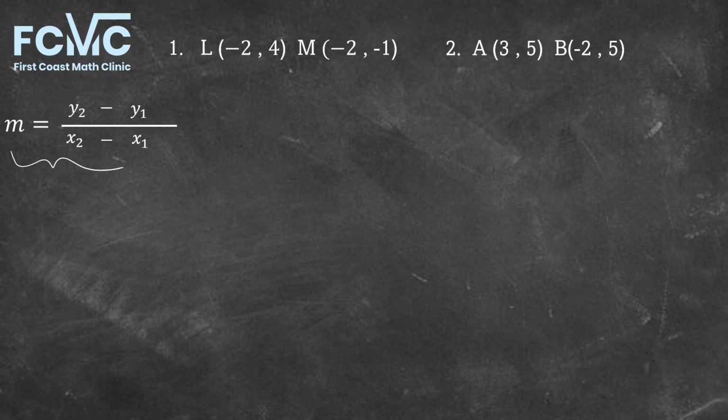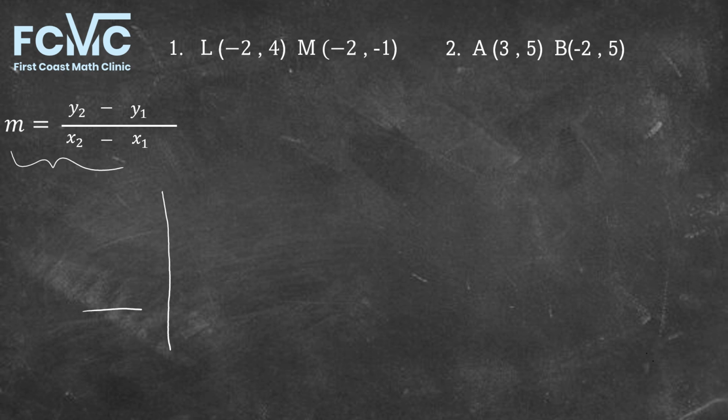In this video, we're going to talk about finding the slope of vertical and horizontal lines given 2 points. So let's get into number 1. We've got point L, which is negative 2, 4, and M, which is negative 2, 1. So let's start just by graphing these points and figuring out what this line looks like.